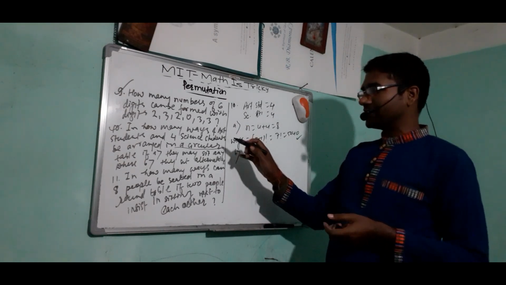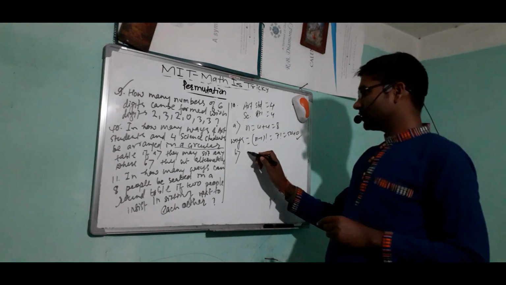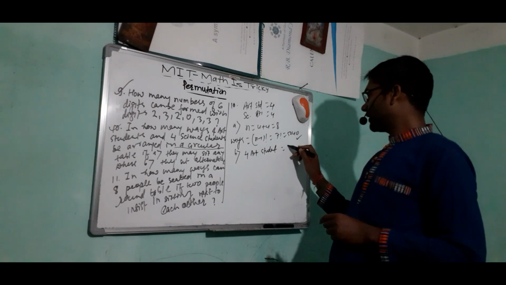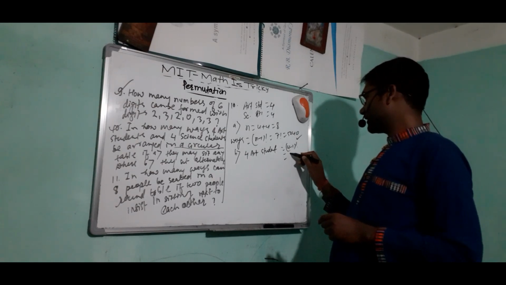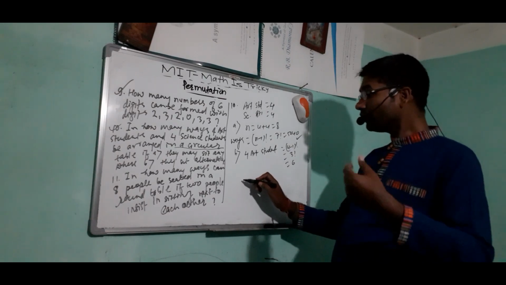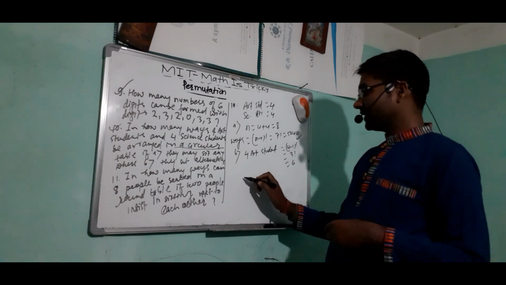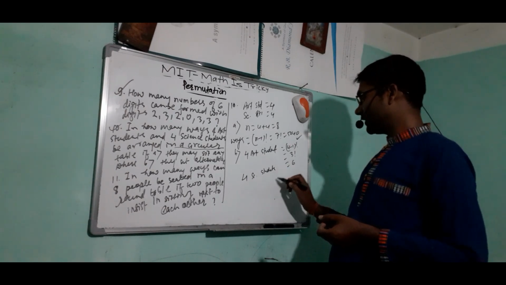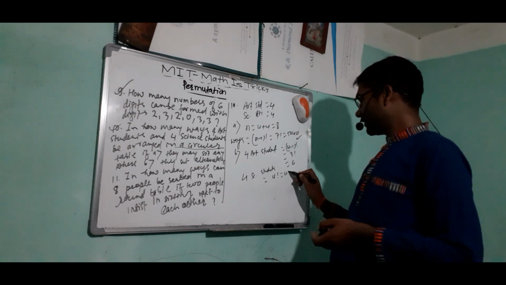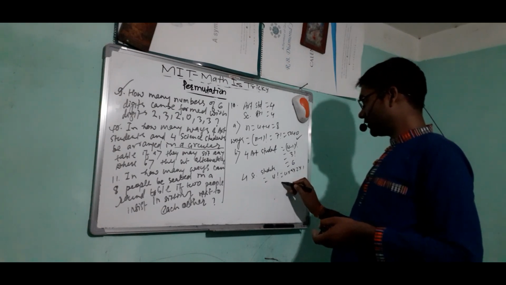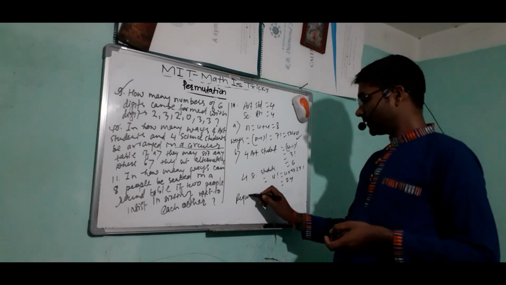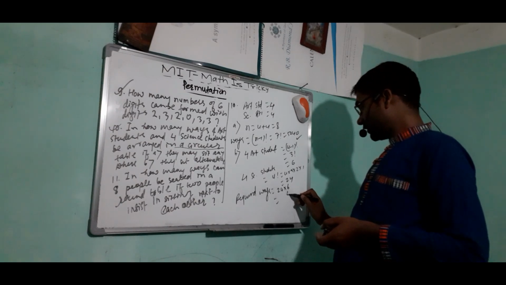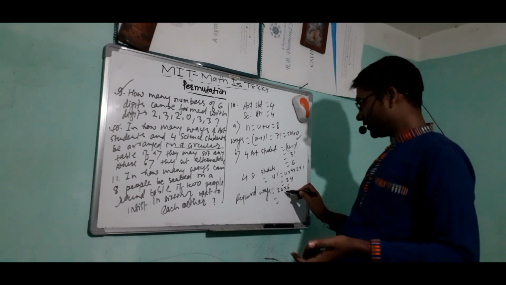For the second part, if they sit alternately, let's first let the art students sit. So 4 art students can sit in 4 minus 1 factorial ways, means it is here 3 factorial, it is here 6. Now the remaining 4 places can be taken by 4 science students, and it can be done in 4 factorial. It is here 4 into 3 into 2 into 1, 24 ways. So required ways will be here 24 into 6, which is 144.